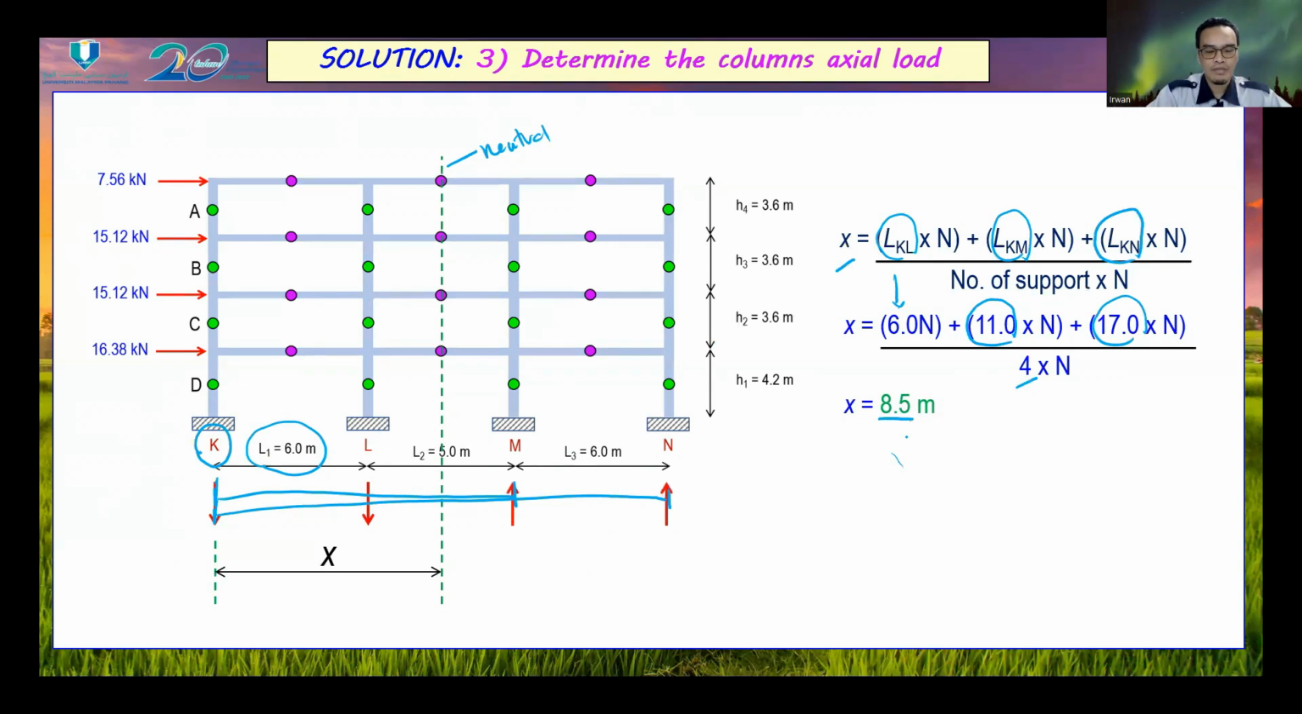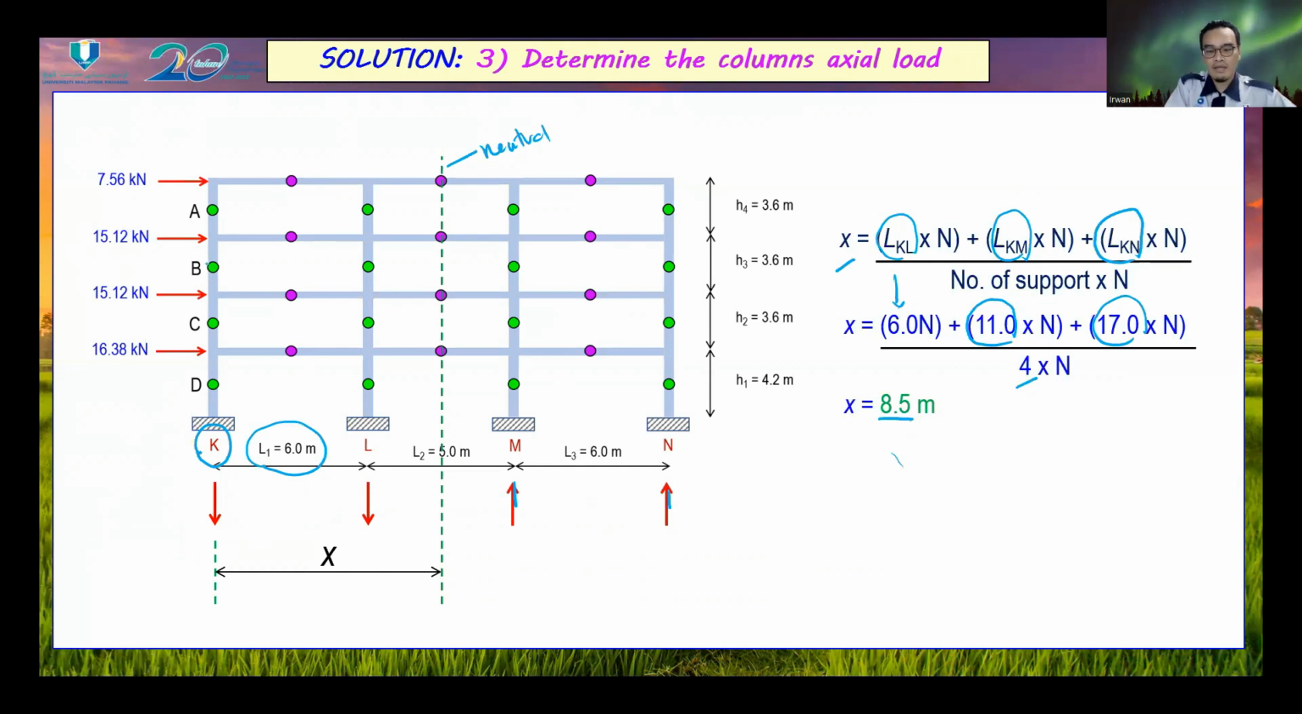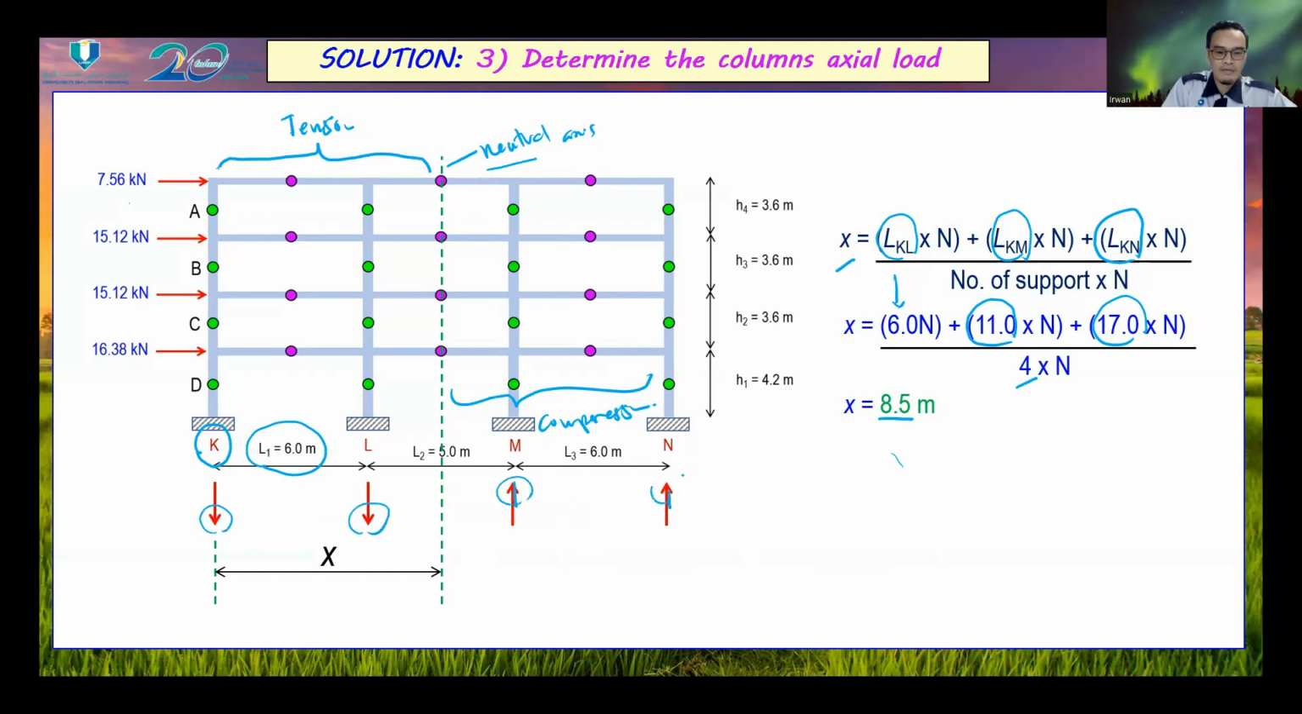Then we have to determine the ratio of axial force in every column. In this case, the frame is exposed to the lateral load, so the columns near the source of lateral load will experience tension, and the columns beyond the neutral axis will experience compression. So be careful with the signage of the loading.